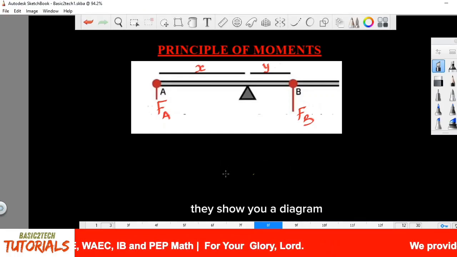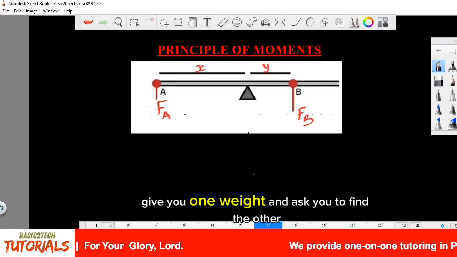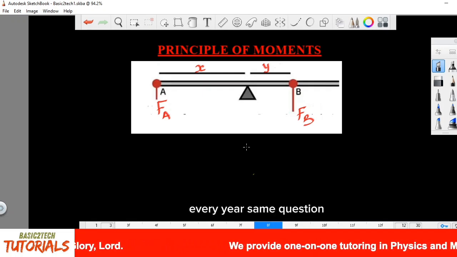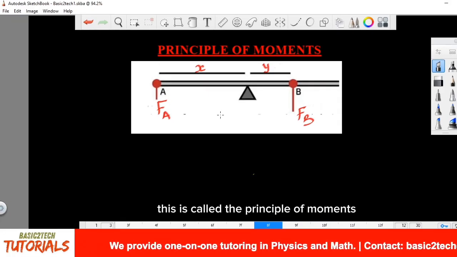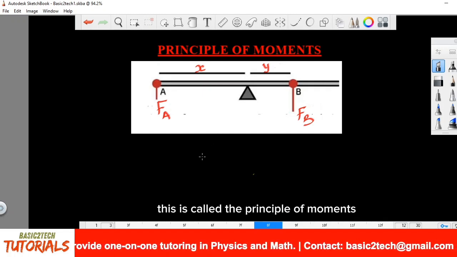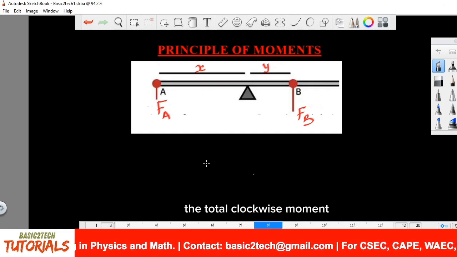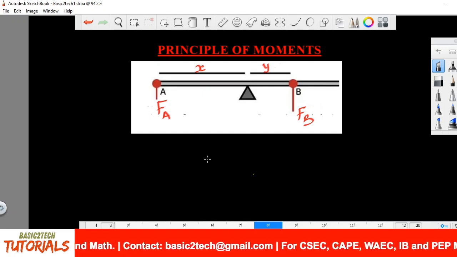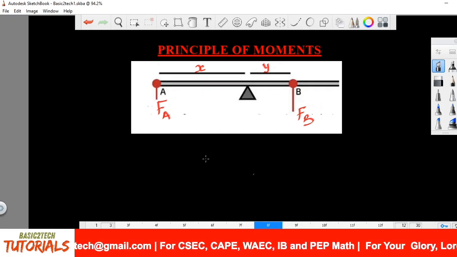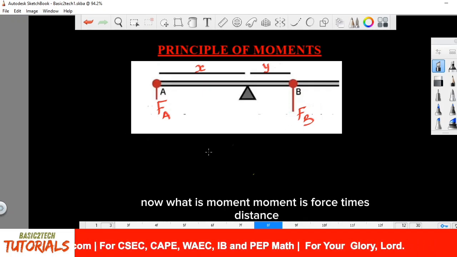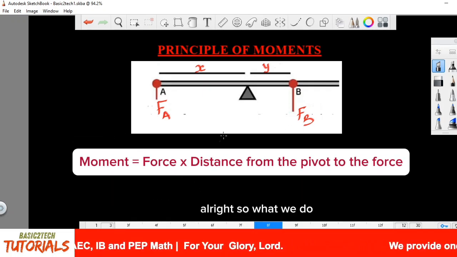They show you a diagram, give you one weight, and ask you to find the other. Every year, same question. Here's how you do it. This is called the principle of moment. When an object is balanced, the total clockwise moment equals the anti-clockwise moment. Now, what is moment? Moment is force times distance, right?